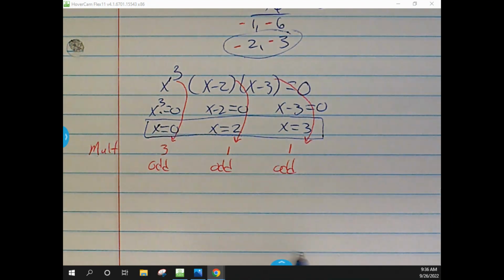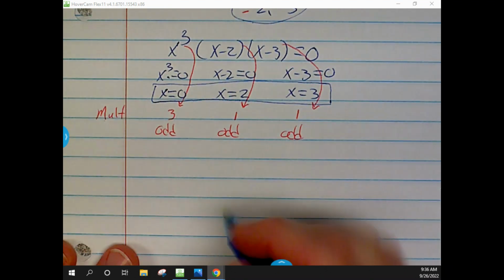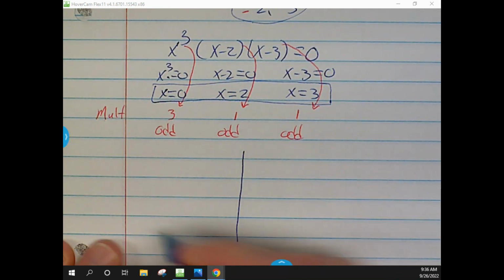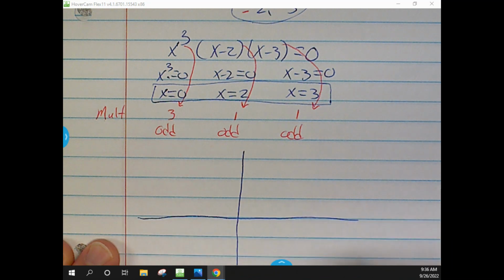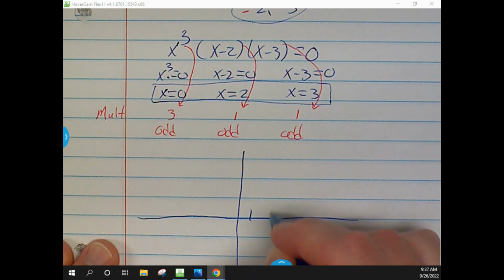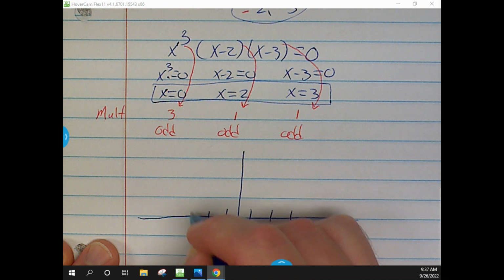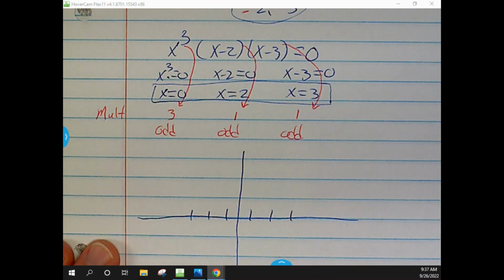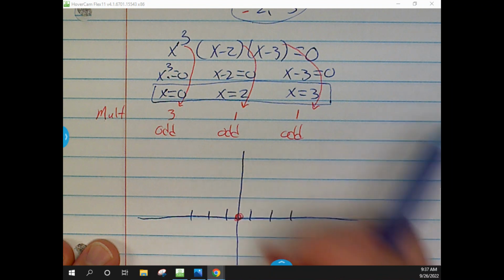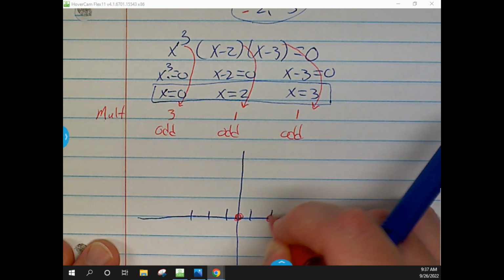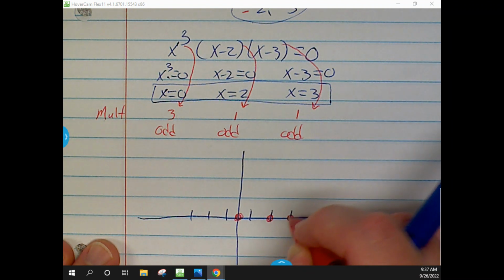You're like, well, it doesn't matter if we use it 3 times or 175 times. It's still just x equals 0, right? We're only going to graph it 1 time because it's just 1 point, 1 solution that we have. All right, so let's see. All right, so we've got a solution at x equals 0. We've got a solution at x equals 2. And we've got a solution at x equals 3.